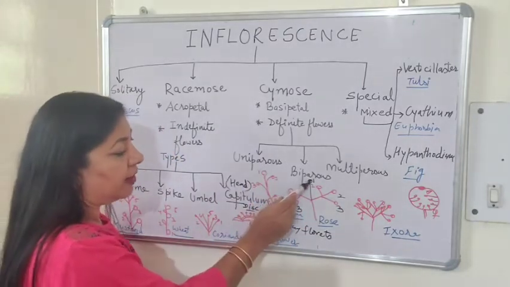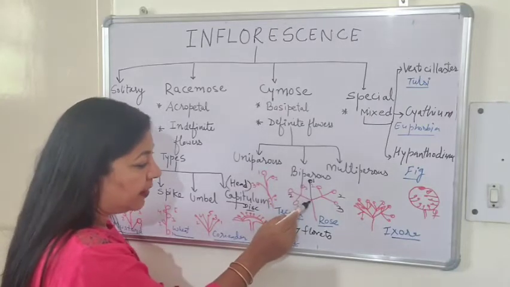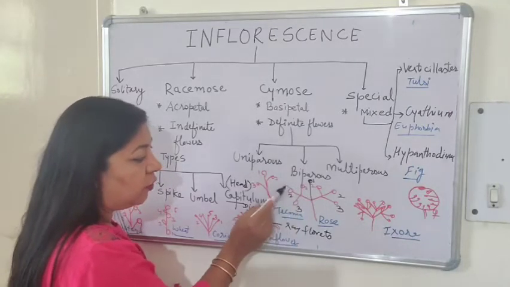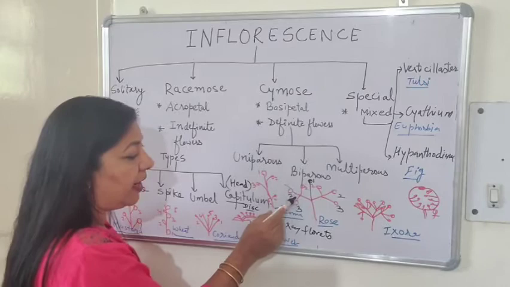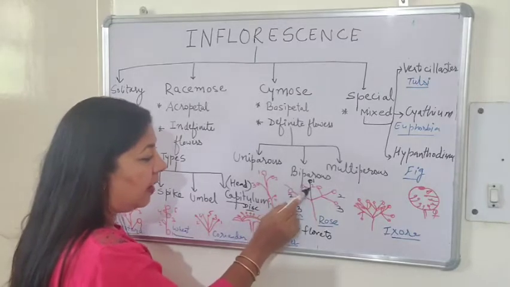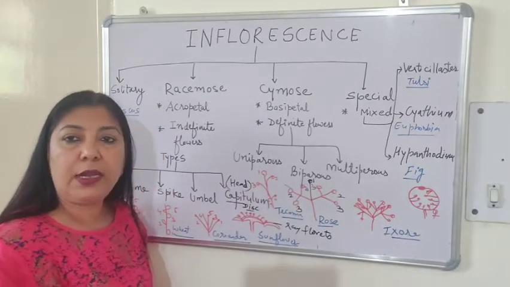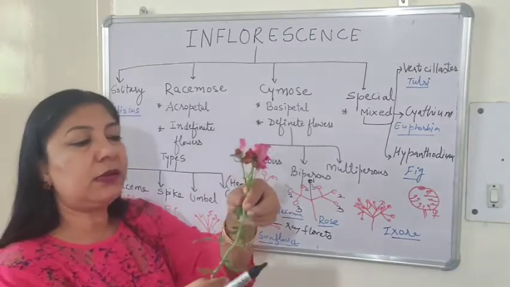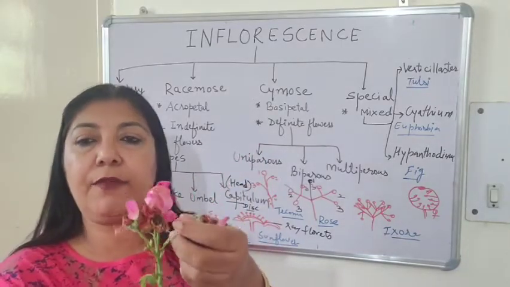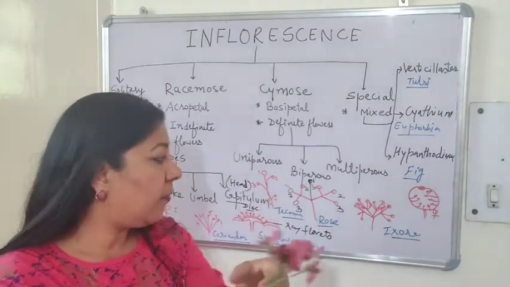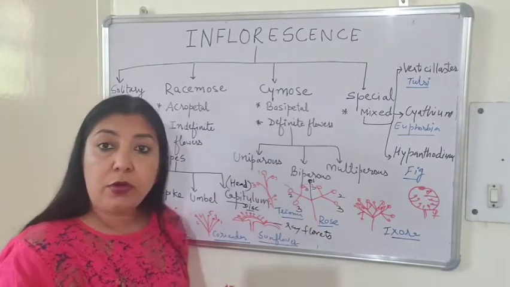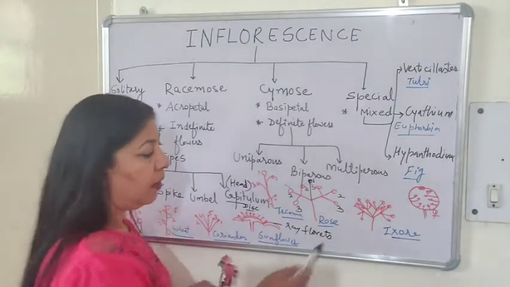So one, the oldest flower on top, then from its base there will be 2 flowers, then from the base of 2 flowers there will be flower number 3 like this. So this floral axis will have only 5 flowers. For example, rose, jasmine.